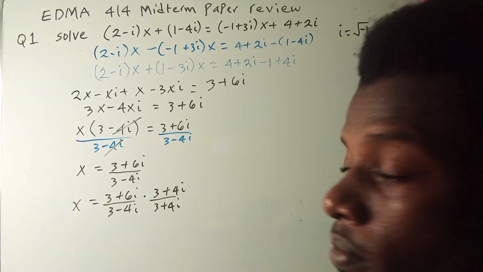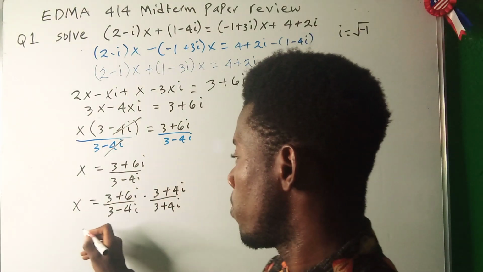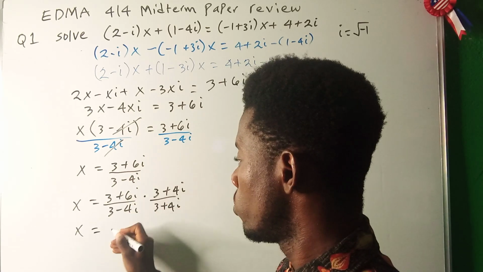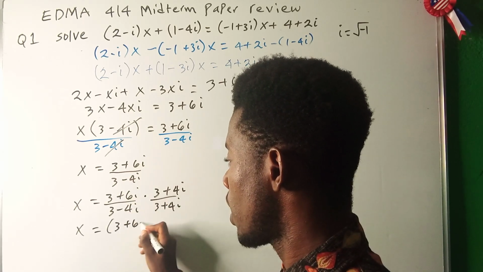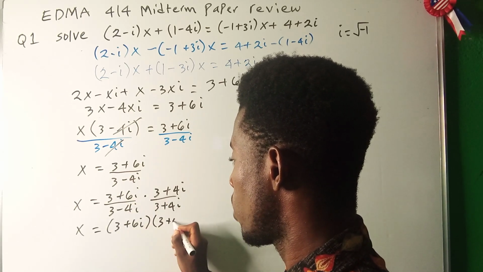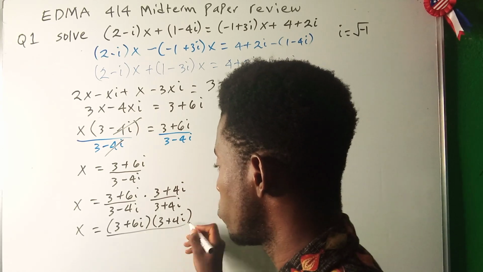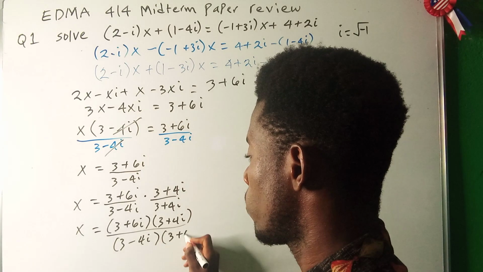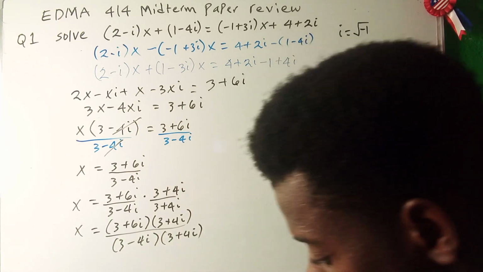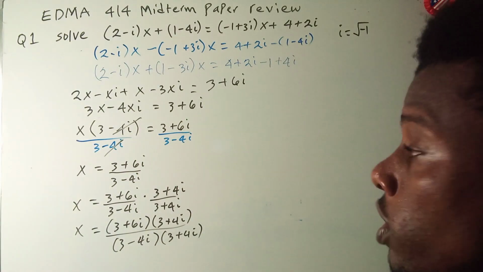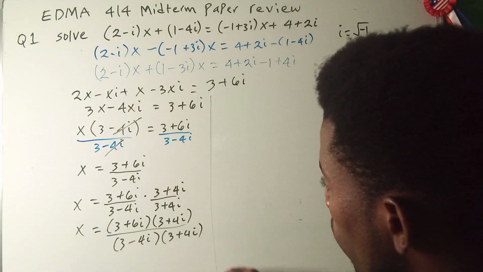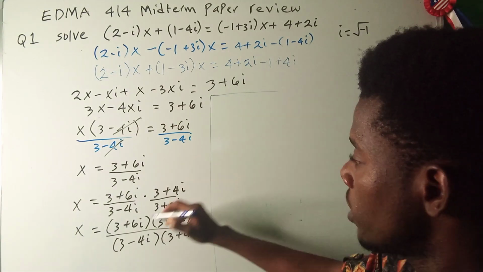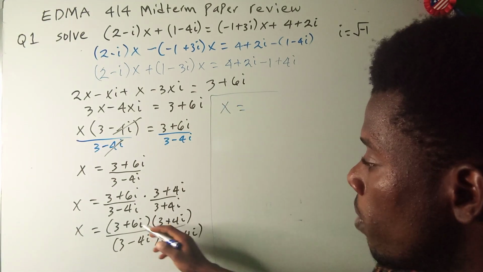That's what we have. Now from there we can multiply the numerator and multiply the denominator. So the numerator will be 3 plus 6i times 3 plus 4i, and then the denominator will be 3 minus 4i times 3 plus 4i. Great.